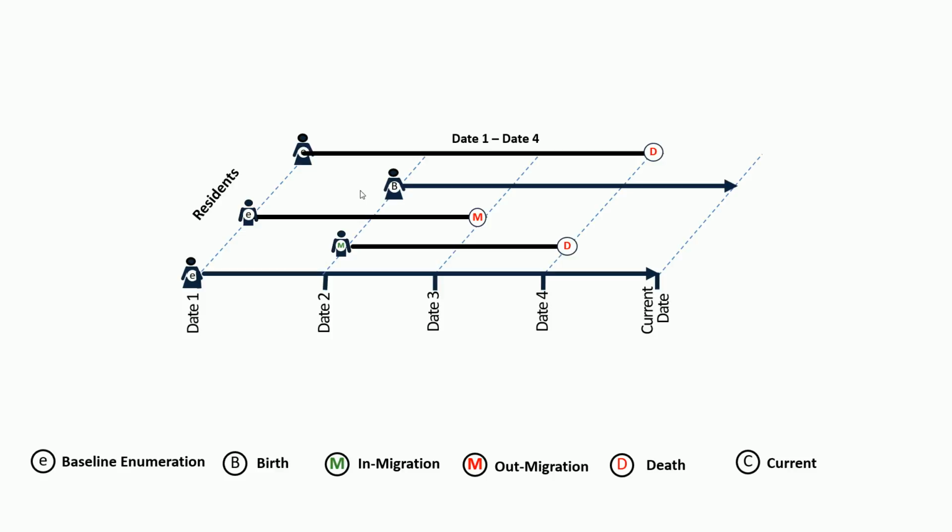Now let's look at the pattern of dates. We can see the first person started at date 1, ended at date 4. The second person started at date 2, ended at the current date. The third person date 1 to date 3, the fourth person date 2 to date 4, and the last person date 1 to current date.